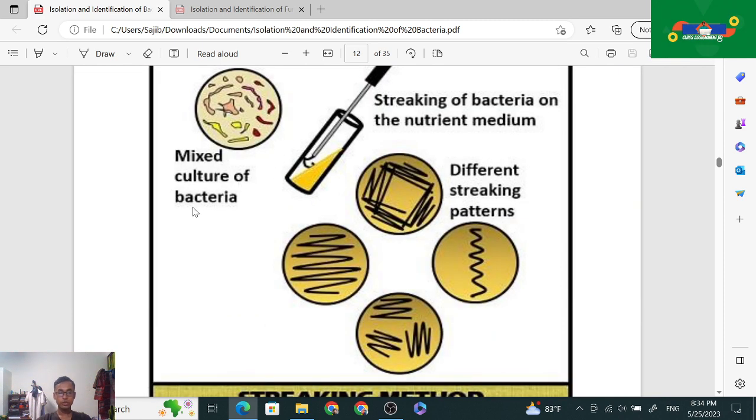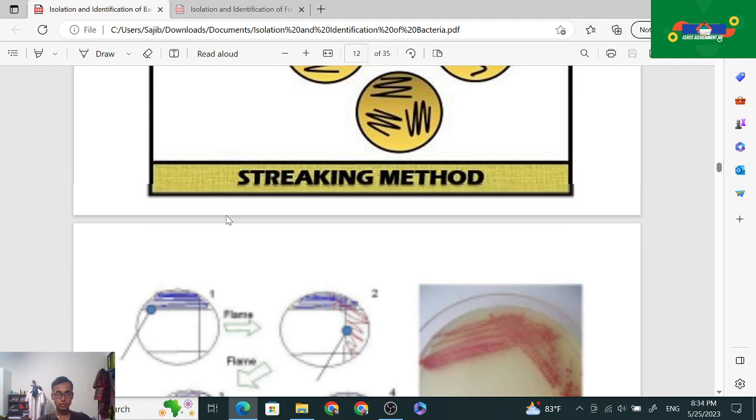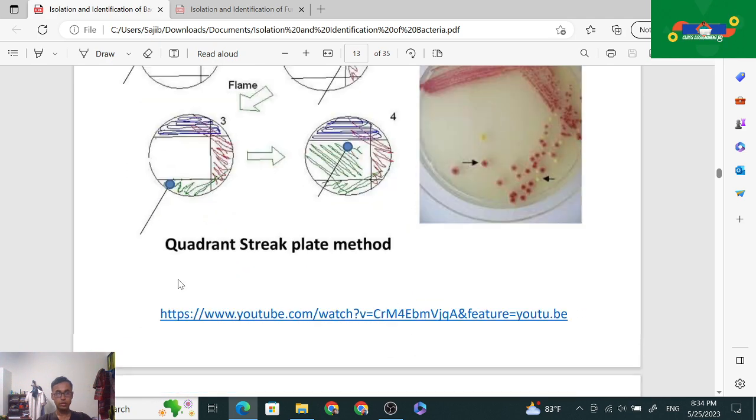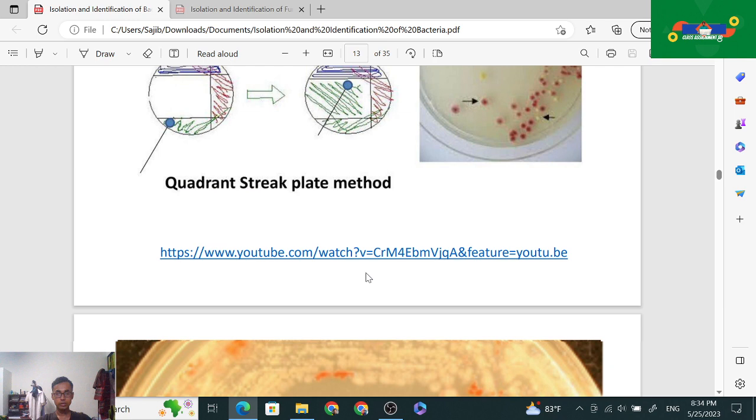Then a mixed culture of bacteria, here you can see. Then different streaking patterns we can see in the next figures. Streaking method: first of all, we can divide this plate into 4 quadrants. This is the first quadrant, second quadrant, third and fourth. Here you can see the quadrant streak plate method.